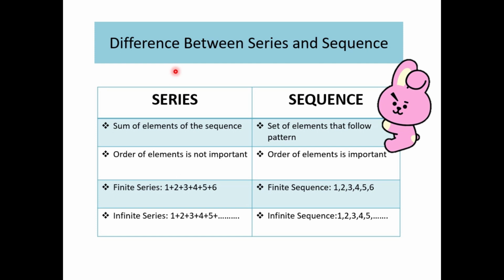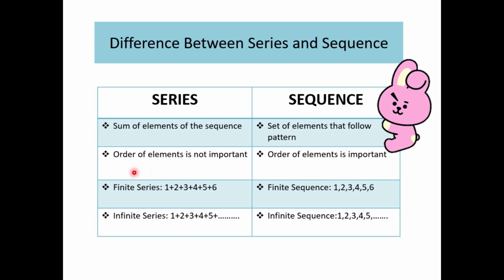Let us have first the difference between series and sequences. You can see it here below in my table that I separated how do we identify series with its examples and how do we identify sequence with its examples. Let us start with series. For series, it is the sum of elements of the sequence. Then for sequence, it is the set of elements that follow a pattern.